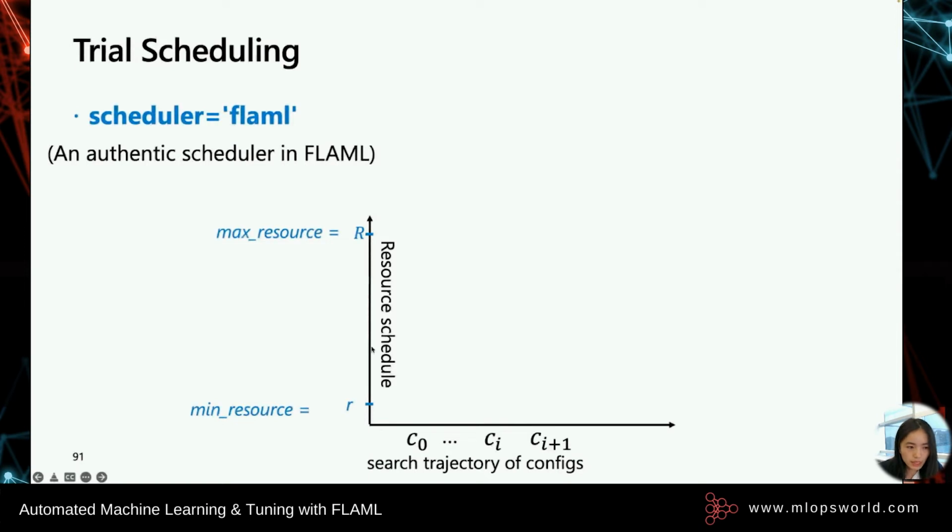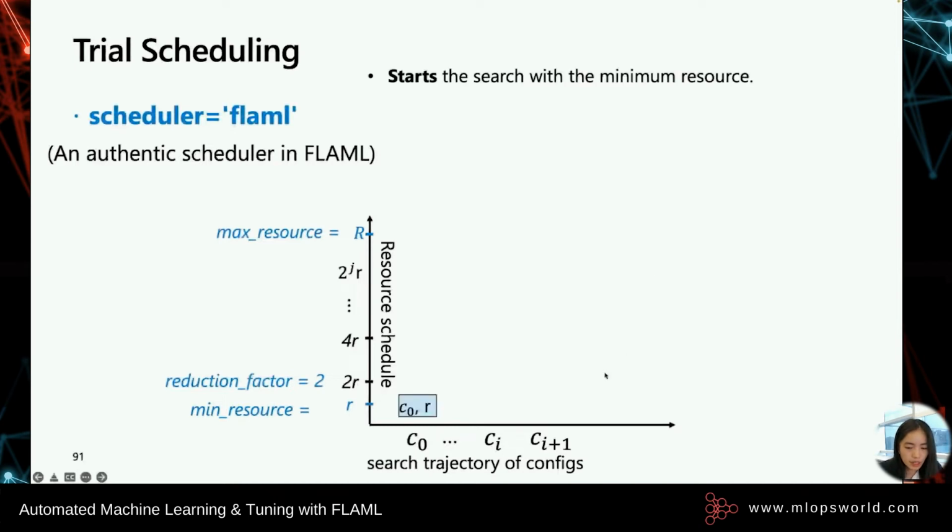And then with the reduction factor, we'll have a geometric resource schedule. For example, if 2 is used, the schedule looks like this. And then the FLAML scheduler starts the search with the minimum resource. For example, because the minimum resource is R, we start the search with the initial configuration C0 and with the minimum resource R.